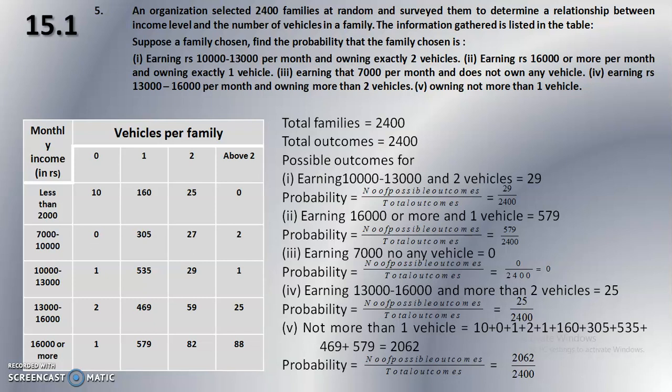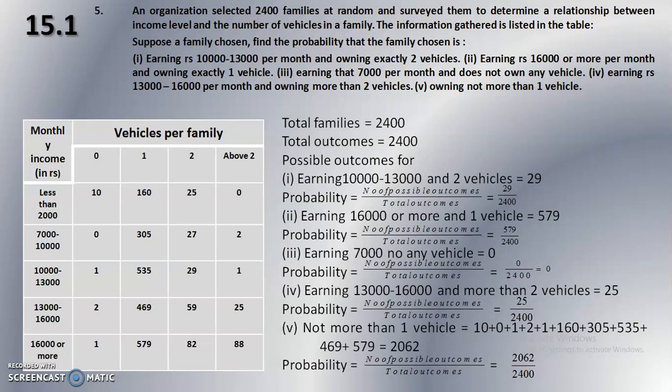Now, fourth, earning 13,000 to 16,000 and owning more than 2 vehicles, which means 25. And fifth, owning not more than 1 vehicle. Here we didn't get any income, so we can include all these numbers. Because not more than 1 means we can add 0 as well as 1 vehicle, right?